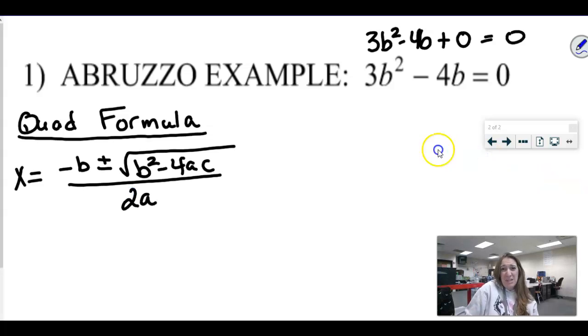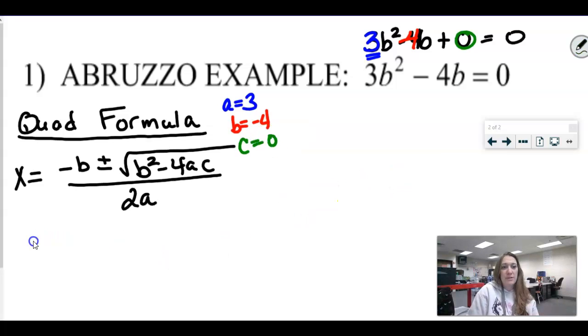When I go to determine a and b and c, I have to remind myself what that means. So this is confusing because there's a b in the problem, but the coefficient for a is 3. And then the coefficient of b, careful, is a negative 4. And then the constant, which is c, is 0. So regardless of the type of solutions and how ugly they can be, quadratic formula always works. So be careful on this part.